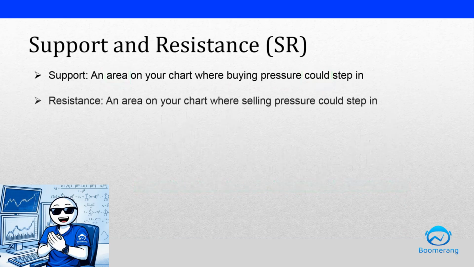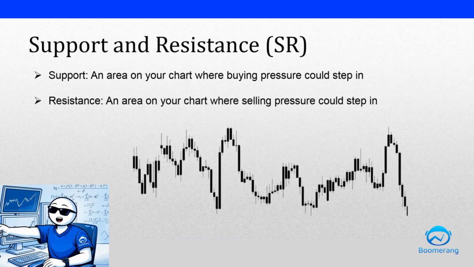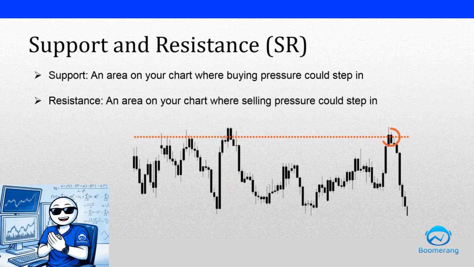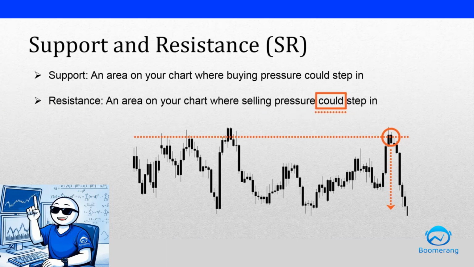So next, resistance. This is an area on your chart where selling pressure could step in. So again, this is an area of resistance over here where the price came up, hit, went down lower, went up, came down lower, went up, and what happens? Came down lower. So again, anything can happen in markets. It can go up, it can break out of resistance, or it can face selling pressure at resistance and then reverse down lower once again. So this is why the word is could step in.